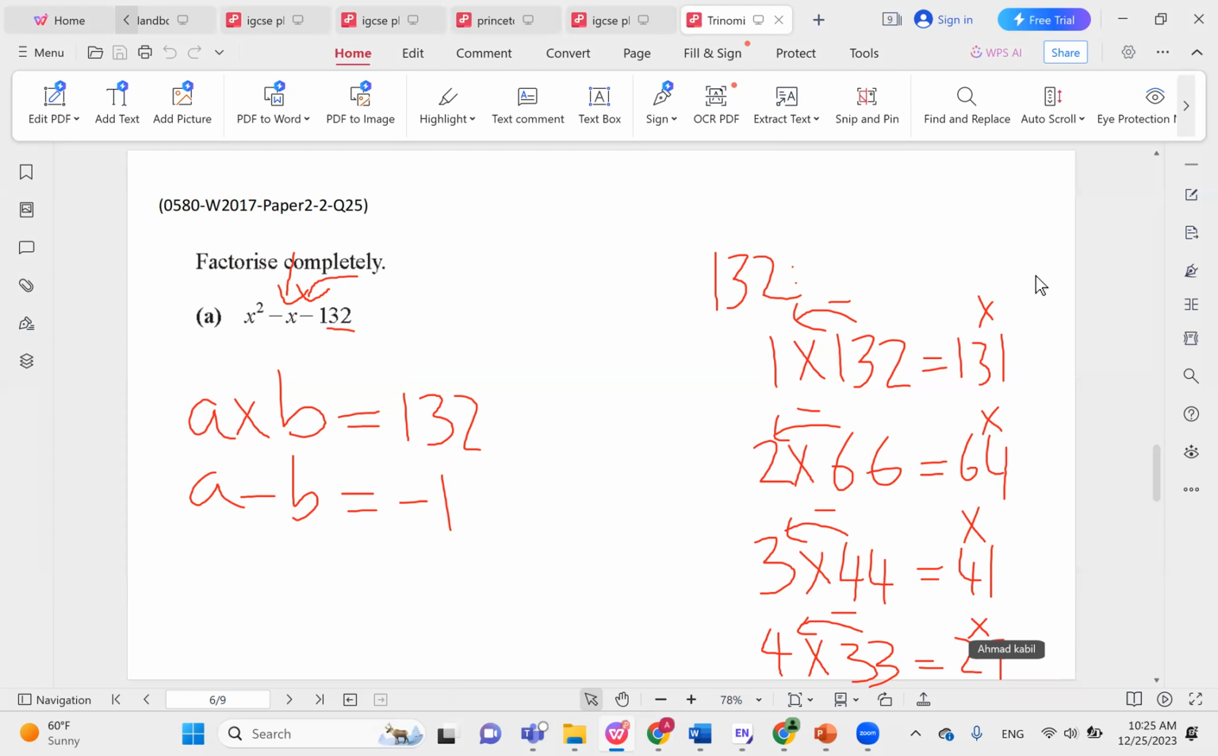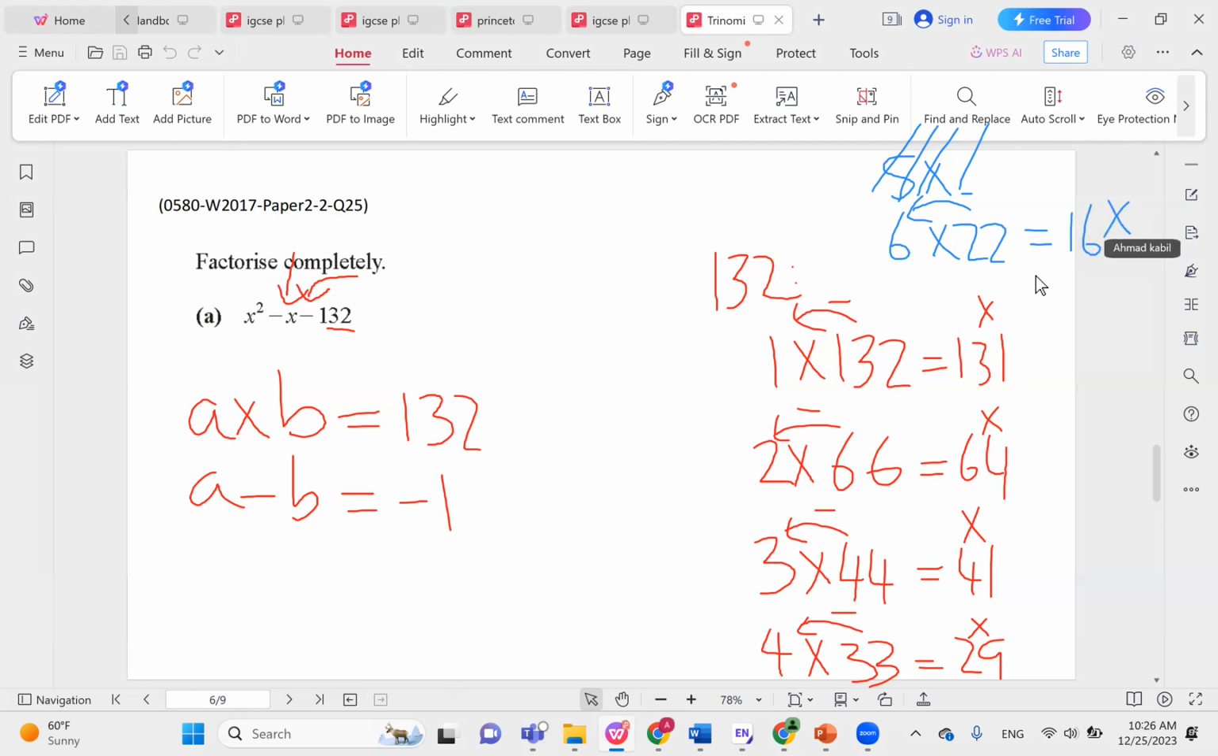So this problem is a bit more challenging because you have a lot of options to try. For 5, if you try 132 over 5, you're going to get a decimal. So we don't really need to use 5. If you try 6, you're going to get 22. So you need to check the difference here. And the difference is 16. So it's still not what we want.